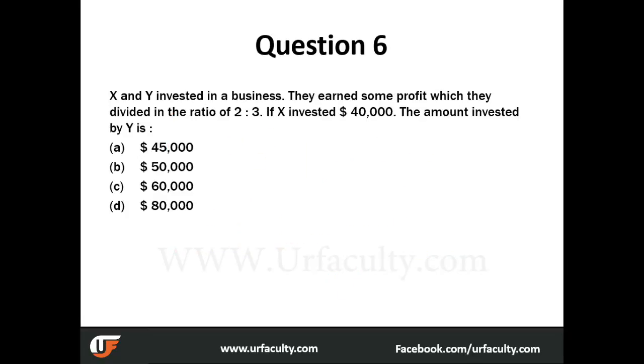If X and Y invested in a business, they earn some profit which they divided in the ratio of 2:3. If X invested 40,000, the amount invested by Y is, this is now vice versa. Very simple, right? So all that you have to do is 40,000 by the amount invested by Y is equal to 2 by 3. Simple, right? So you get Y is equal to 60,000.